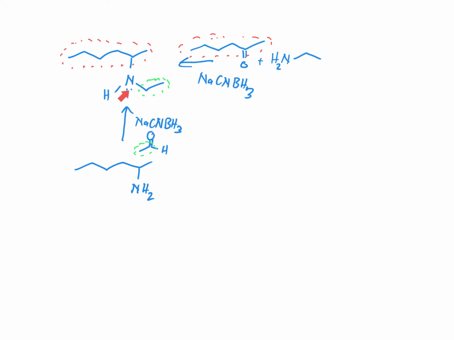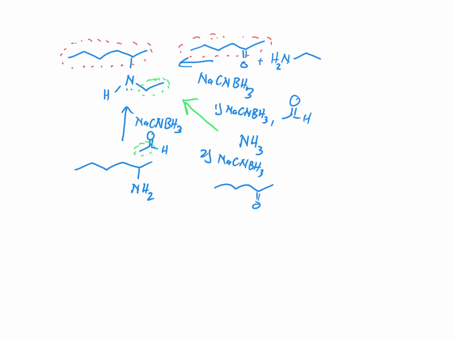So this could go on by an aldehyde, this could go on via a ketone, and we could also synthesize this from ammonia. Right? The first step could be sodium cyanoborohydride and maybe the aldehyde. The second step could be again sodium cyanoborohydride and the ketone. So we could go 3 different routes here depending on how much effort we wanted to go into to make this product. Let's look at one more example.